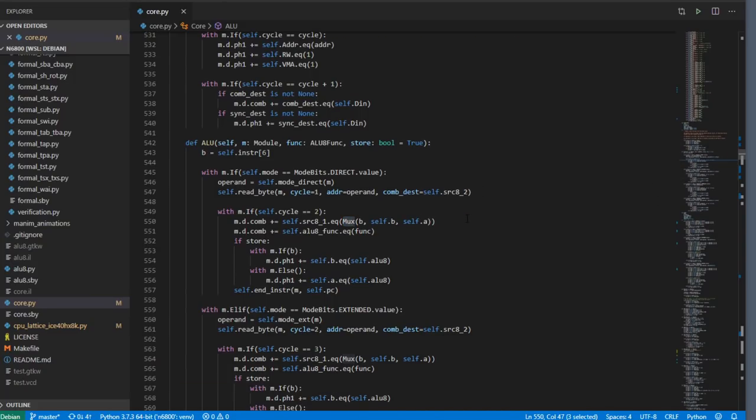And unfortunately, all the multiplexers are like that, so they're not based on a constant. So that's the end of that investigation.